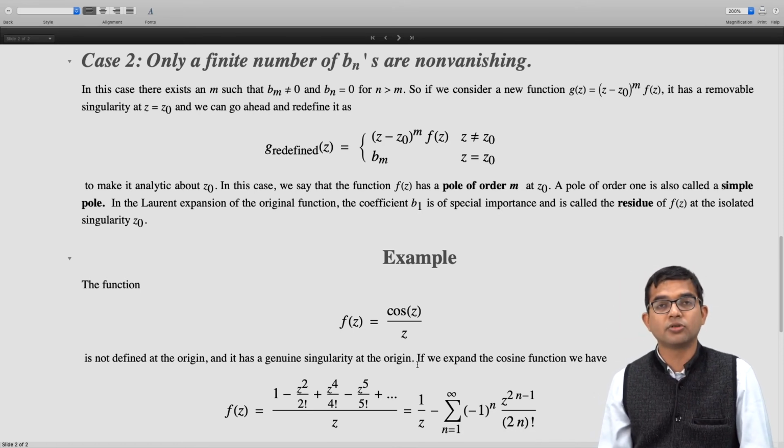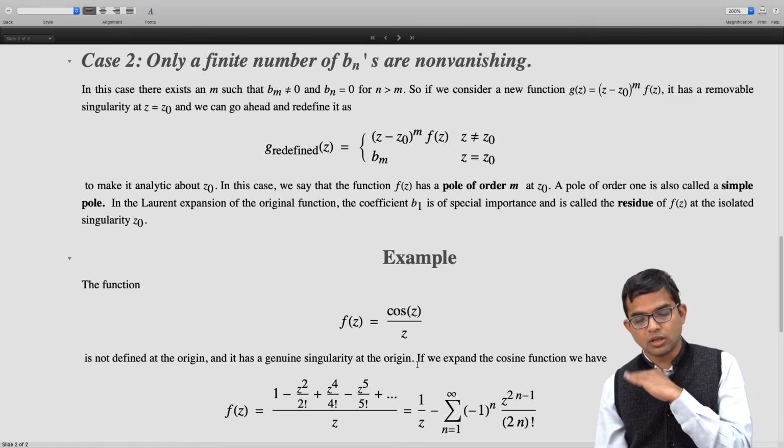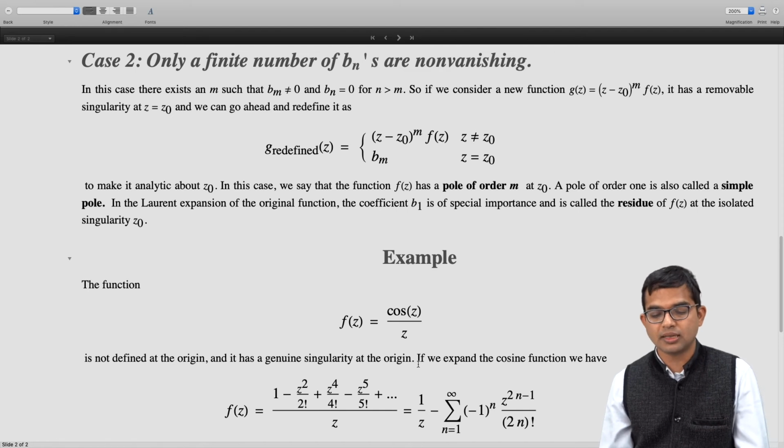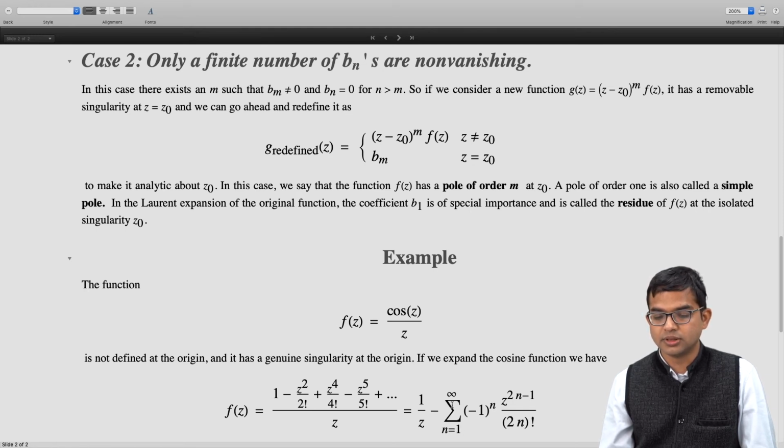So if we expand the cosine function, we have this series expansion we already wrote down, 1 minus z squared over 2 factorial plus z to the power 4 over 4 factorial minus z to the 6 over 6 factorial, and so on. All of this stuff divided by z, and then you can pull out this 1 over z outside, and write this as 1 over z minus the summation n equal to 1 to infinity of minus 1 to the n z to the 2n minus 1 divided by 2n factorial, right?